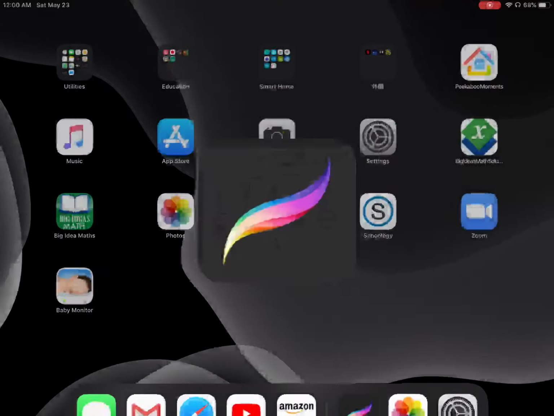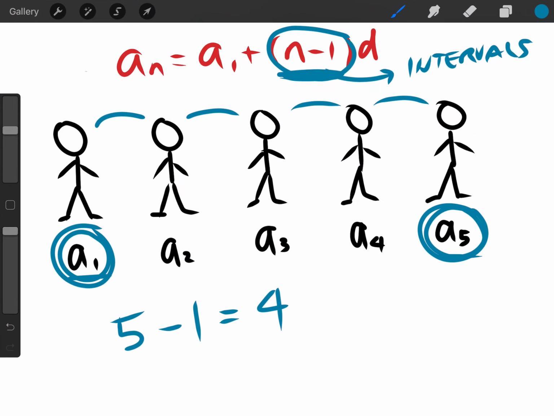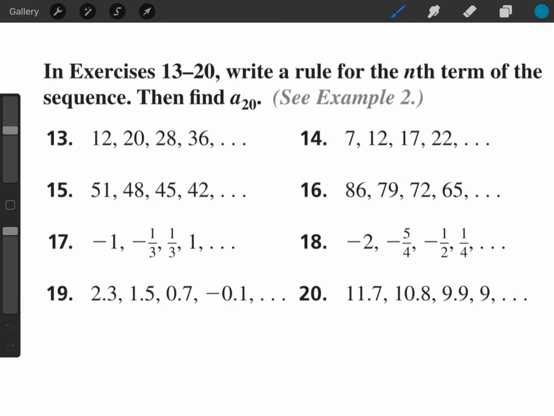Okay, so let's get started with some questions here. From the textbook, I'm going to go over number 16 and number 18. What we're going to do is write the rule and find a sub 20.